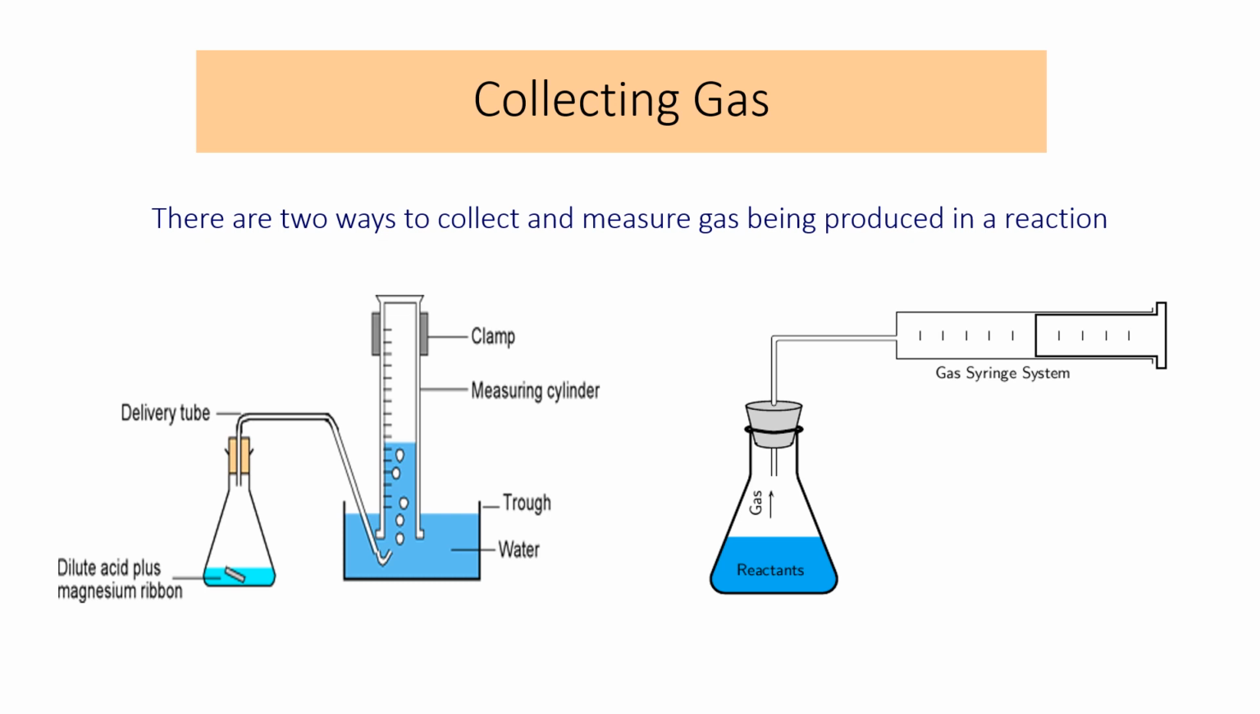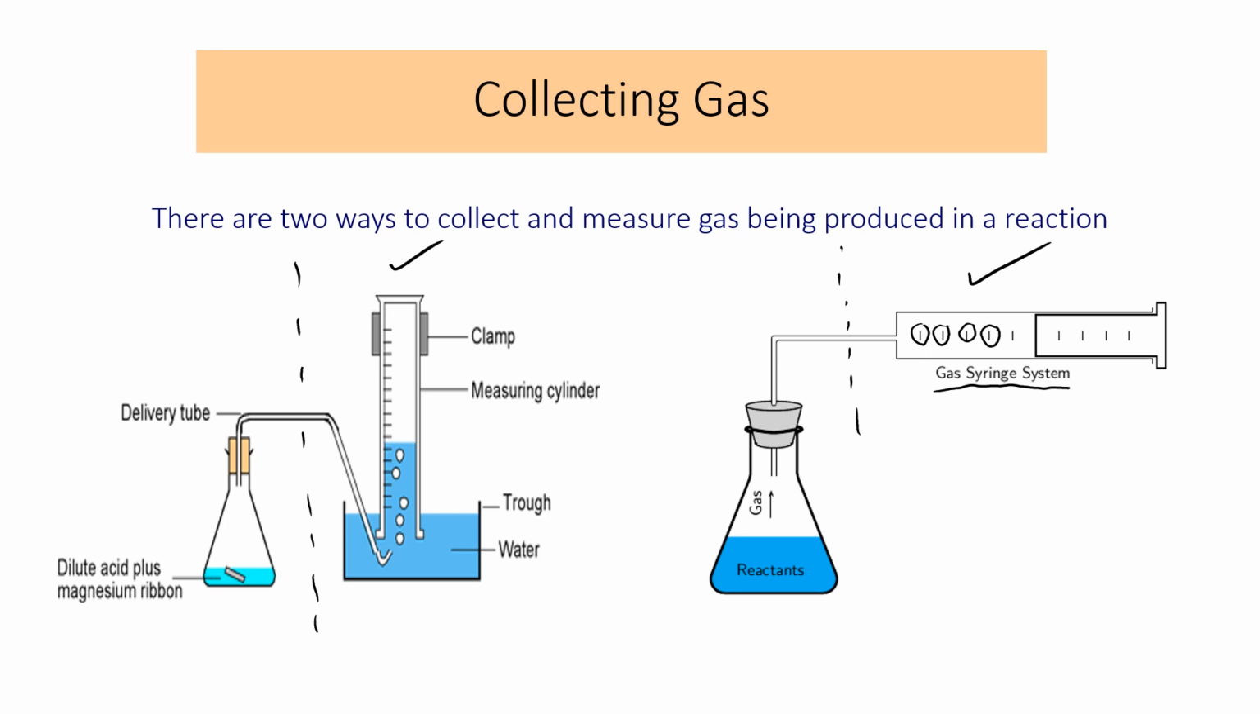So when it comes to collecting gases, there are two ways. In each of these methods, you need to be able to draw the bit on the right-hand side. So for each of these, you need to be able to draw this, or you need to be able to draw that, and you need to have labels on it. Okay? The easiest one is definitely the gas syringe. But you need a scale on the syringe so that you can measure it.